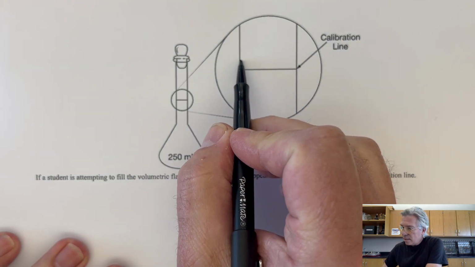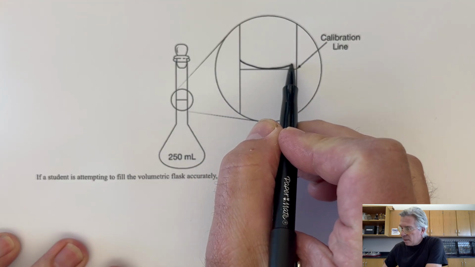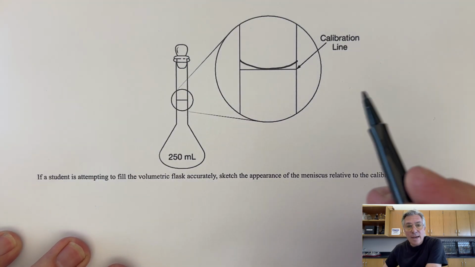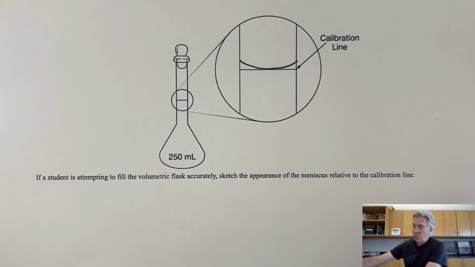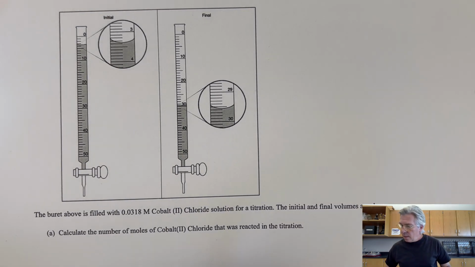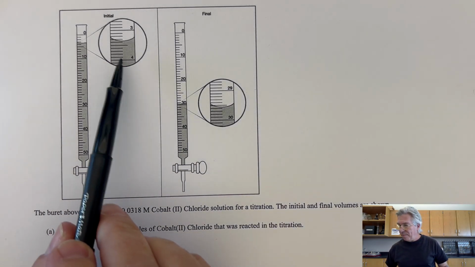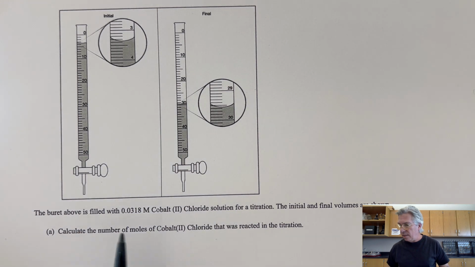So our correct sketch should be something like that. They calibrate these based on the bottom of the meniscus once it's filled to the correct volume. So keep that in mind because of our next question. The burette above, here's a burette, and 2 close-ups of the volume readings, is filled with 0.0318 molar cobalt-2 chloride solution for a titration. The initial and final volumes are shown. Calculate the number of moles of cobalt-2 chloride that was reacted in the titration.